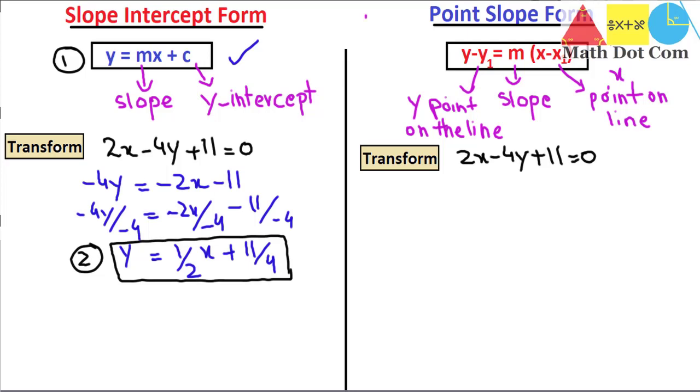Now let's move towards the point-slope form. Again we have to convert this given equation into the point-slope form. So how can we do this? In order to convert the given equation into the point-slope form, we need two things: one is the point and the other is the slope.